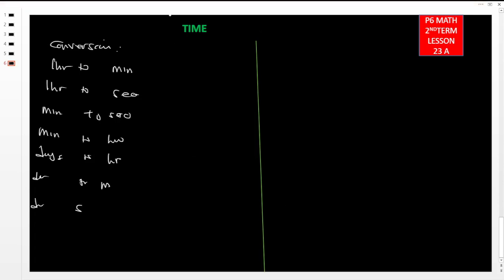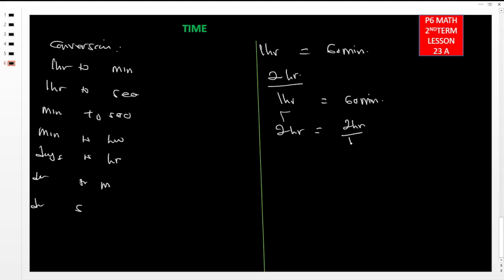We all know that 1 hour is made up of 60 minutes. If I'm to convert 2 hours, the first thing to do is to write the leading statement, that is 1 hour is equal to 60 minutes. Then how about the 2 hours? Here we are using our inverted L, so we have 2 hours all over 1 hour times the 60 minutes. Then hour goes with hour, then 2 by 60, that is 120 minutes.